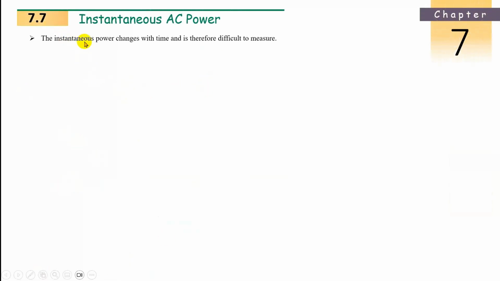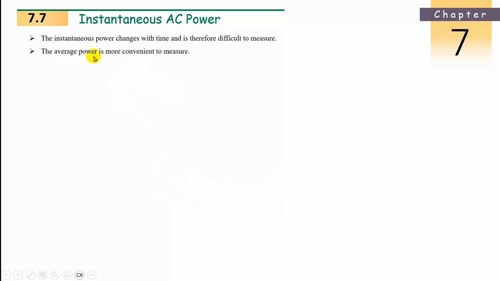Now, the instantaneous power changes with time and is therefore difficult to measure. The second part is twice the angular frequency, right? 2 omega t. Now, with time, it is changing every time. So for finding the power, we need a particular time only. We have to say at what time you want the power. Okay, at 12:40 a.m. I want the power, then it is different. At 1 p.m. I want the power, it will be different. So it is time dependent, and it is difficult to measure.